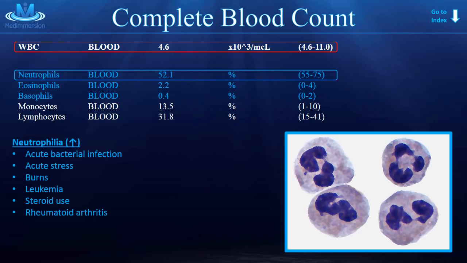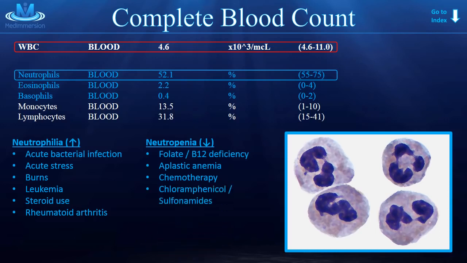Shifting gears a little bit, now what kind of diagnoses do you think would go along with a decreased neutrophil count, also called a neutropenia? How about a folate deficiency, or maybe vitamin B12 deficiency? Aplastic anemia, chemotherapy, maybe they're taking a medication like chloramphenicol or some of the sulfonamides. Those would decrease it as well. All right? So those are some good reasons for a decreased value.